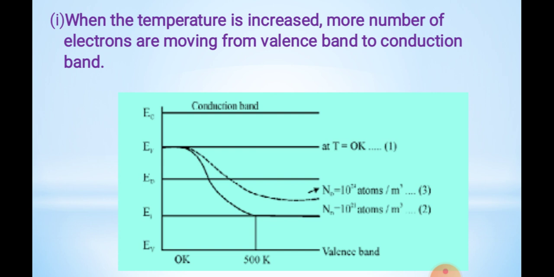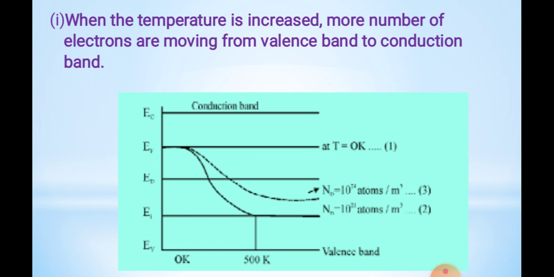Why does it happen like this? When the temperature is increased, this extrinsic semiconductor will behave like an intrinsic semiconductor. Why does it happen? Because when the temperature is increased, the number of electrons moving from the valence band to the conduction band exceeds the number of electrons moving from the donor level to the conduction band. Normally for N-type semiconductor, the electrons move from the donor level to the conduction band. That is the general process.